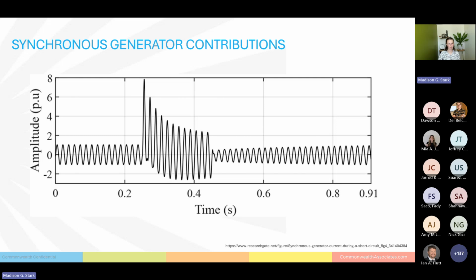So this is what you'd expect to see. It might not always be this high. It might only be about 4 per unit, up to 8 per unit for the generator, but 8 is about the highest that we typically see.